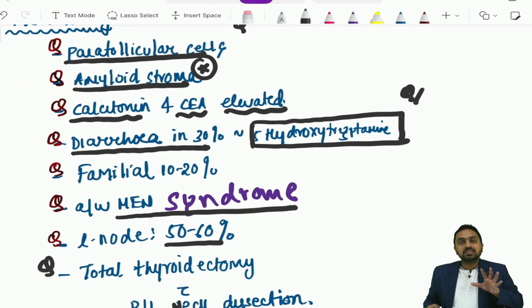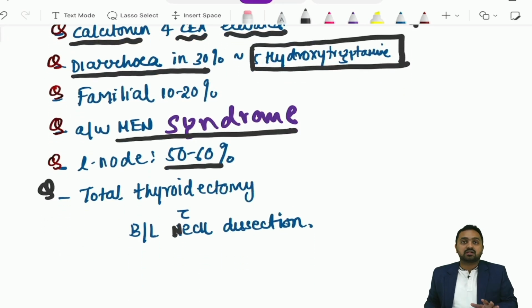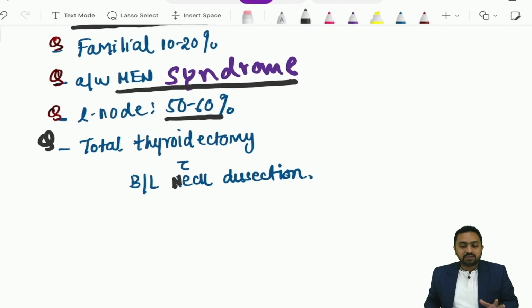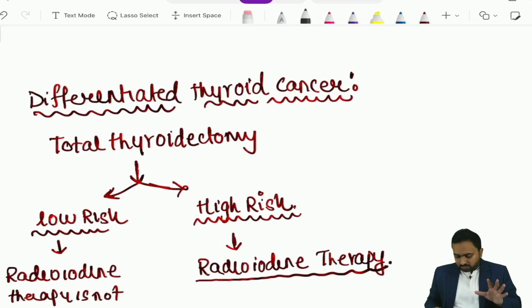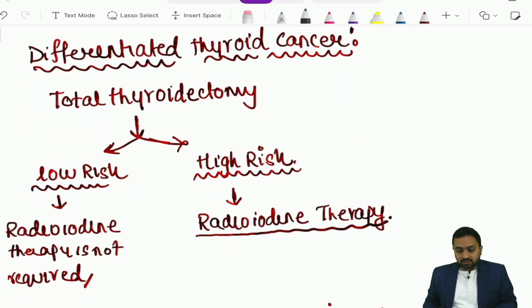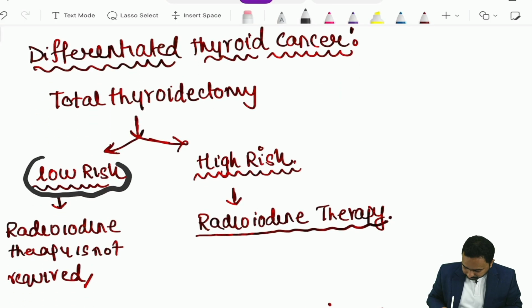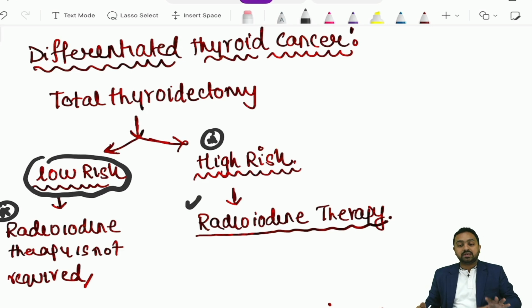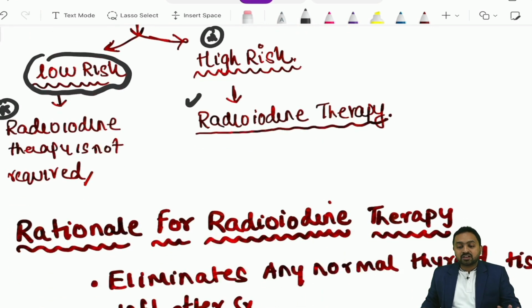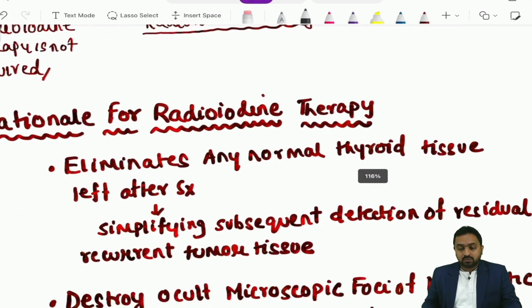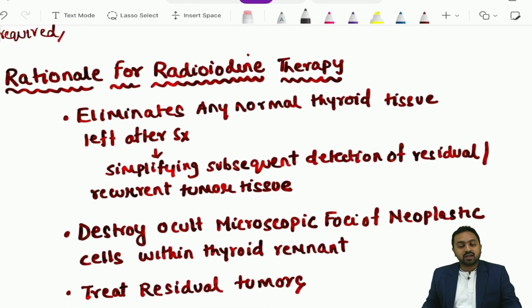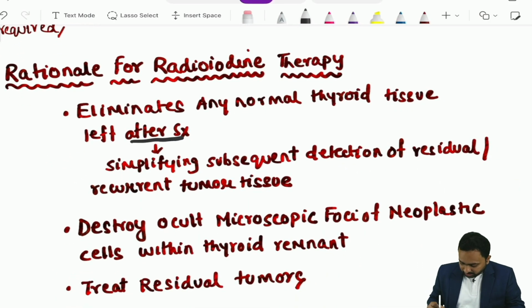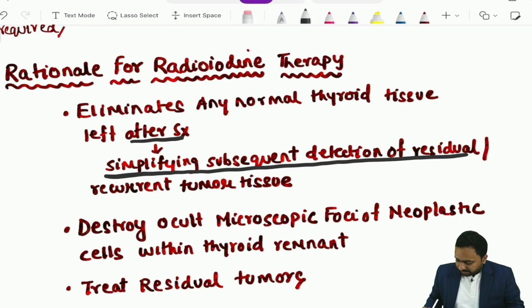Now coming down to the specific differentiated thyroid carcinoma, that is papillary and follicular thyroid carcinoma, the treatment usually is total thyroidectomy. Now in case of low risk, radioiodine therapy is not required, compared to high risk where you would require radioiodine therapy. So what is the rationale for radioiodine therapy? Now this eliminates any normal thyroid tissue that is left after surgery, hence simplifying the subsequent detection of residual or recurrent tumor tissues.